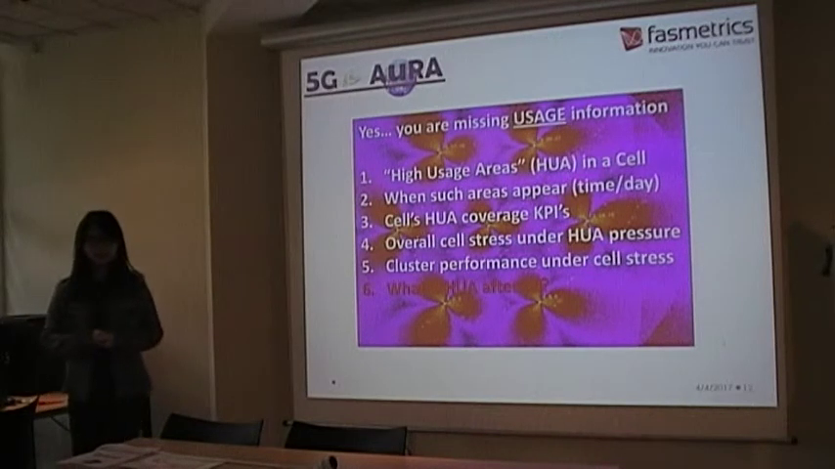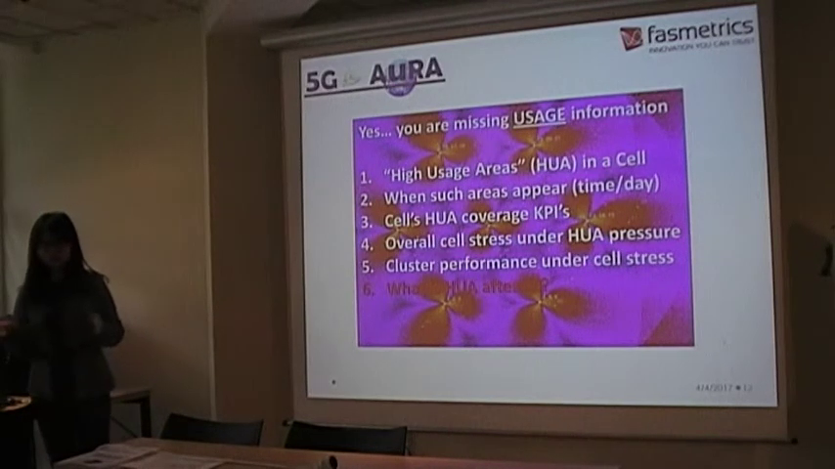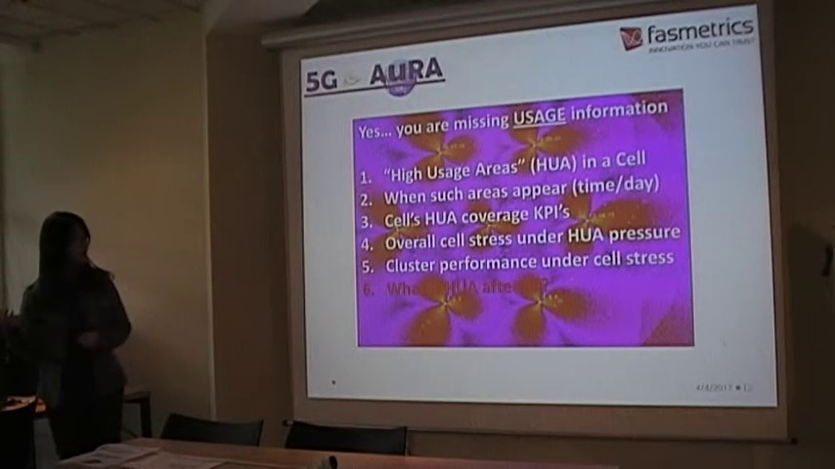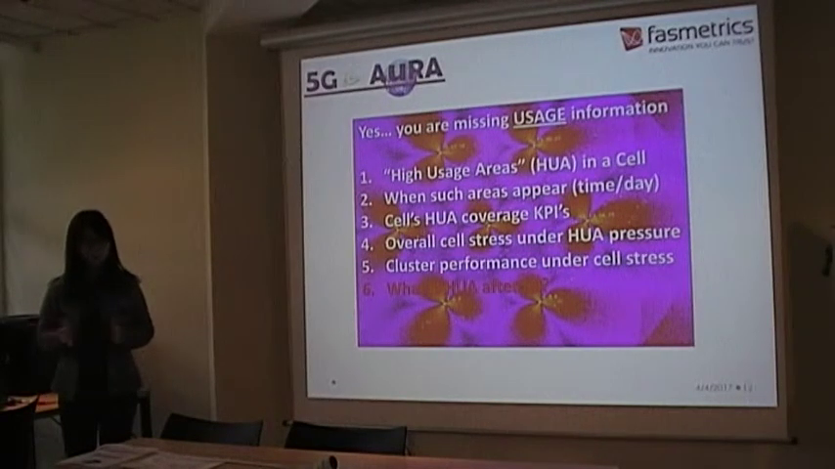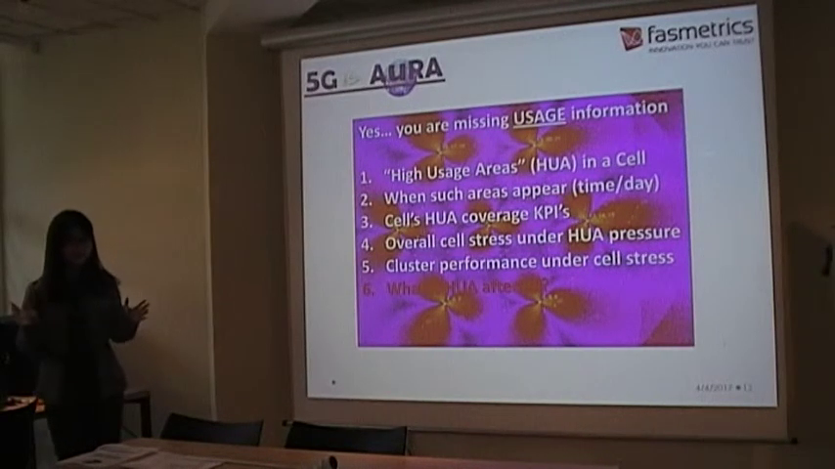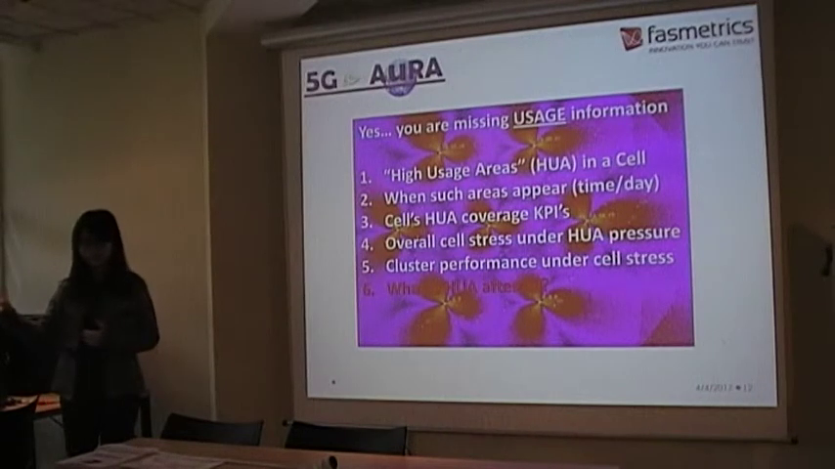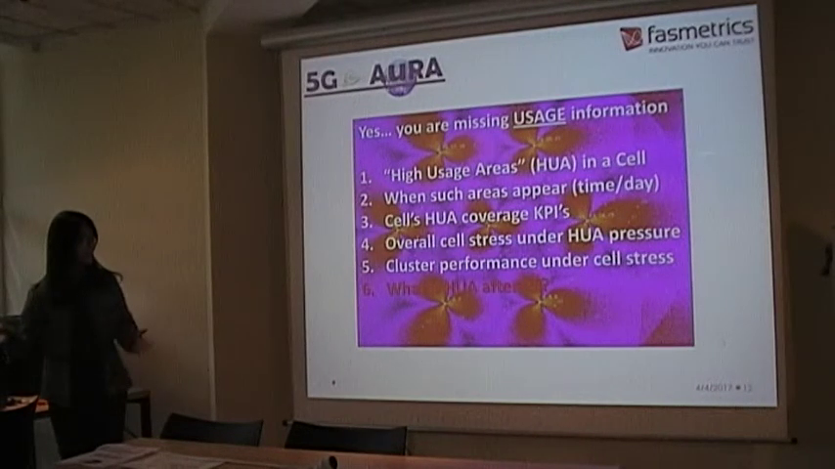So in order to find the user distribution information in real network systems, we need to think about this kind of situation, because in real network systems, we call this kind of high user density area the high usage area in a cell.